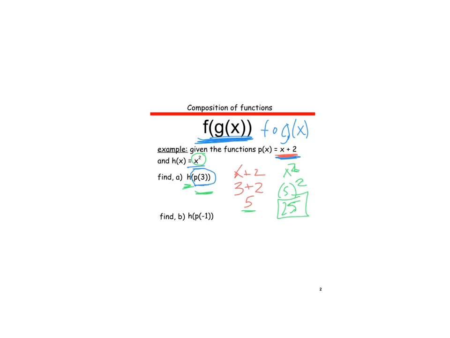If we look at the second example, it says find h of p of -1. So again, I'm going to do p of -1. So remember, p was the x plus 2. So x plus 2, I'm going to put in -1, and I'm going to get +1. Now I'm going to take this 1, and I'm going to plug it in to x squared. So now I get 1 squared, which ends up just being 1.